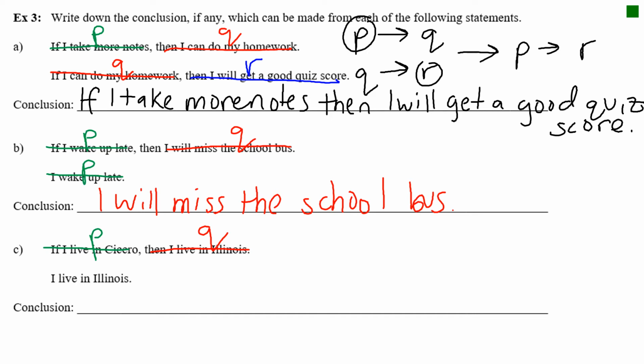Now the next sentence is not conditional. It's not in the form if-then. I'm telling you that your conclusion from before actually happened. You do live in Illinois. Does that automatically mean you live in Cicero?